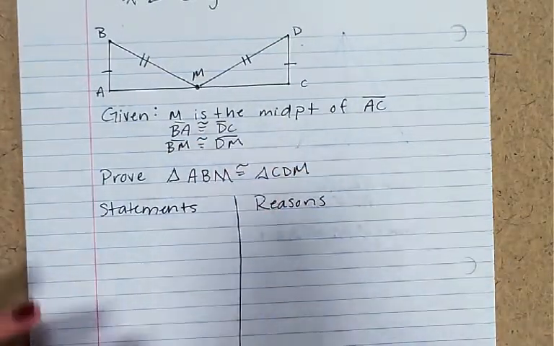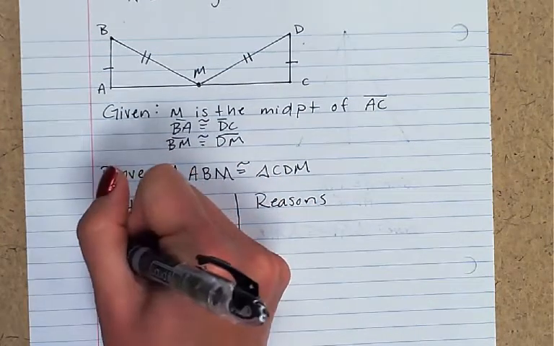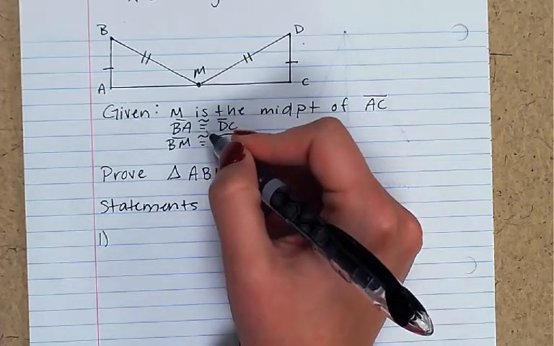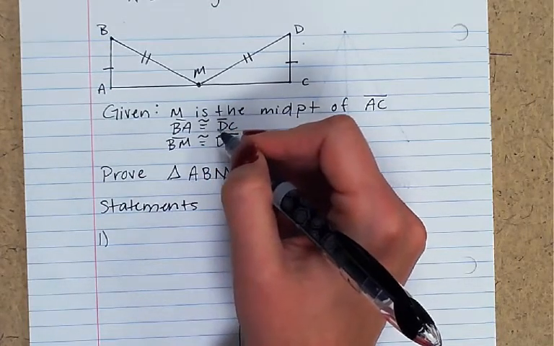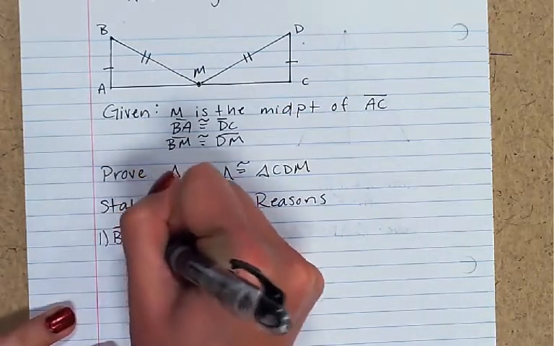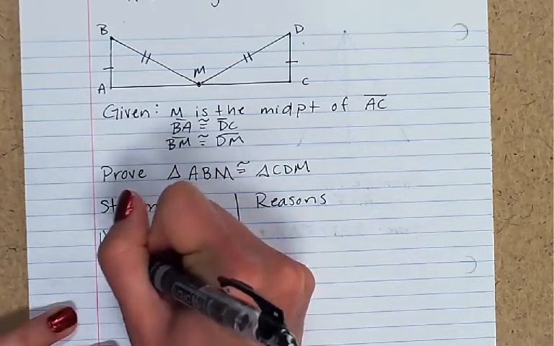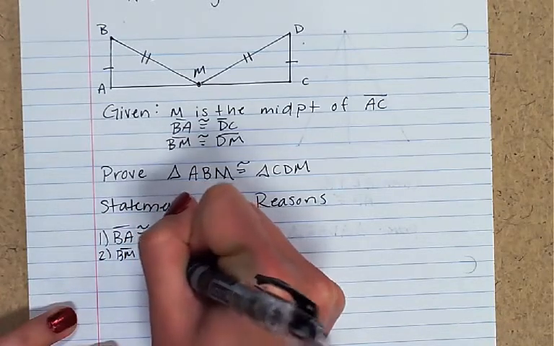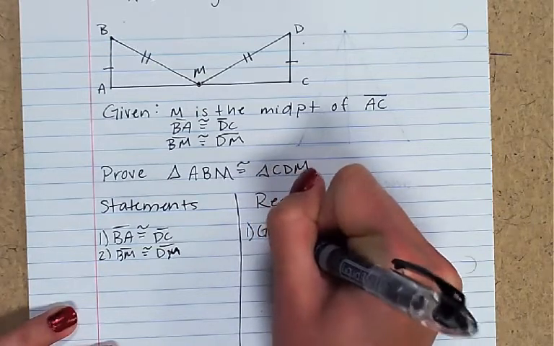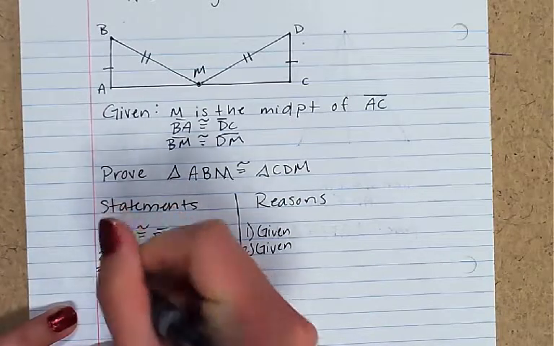Remember with our statements, we're always going to start with what's given. The order doesn't really matter. I'm going to put these two congruent statements first because they're just basically answers. They gave us the congruent parts. We don't have to pull anything from them. So I'll say BA is congruent to DC and BM is congruent to DM. Given and given.